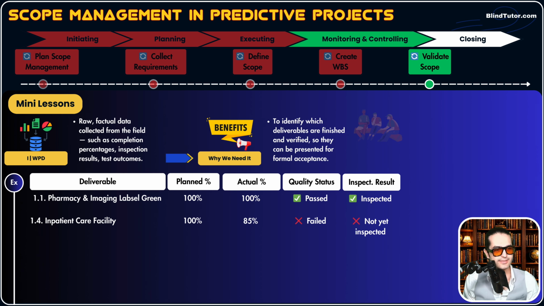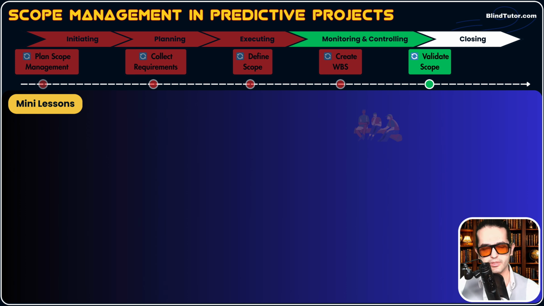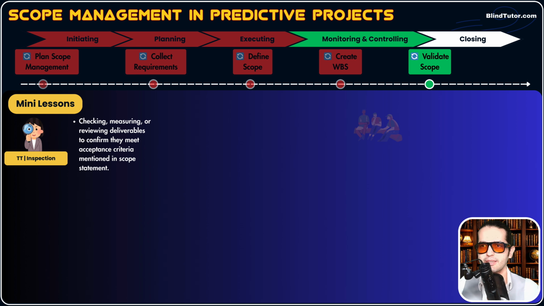This is how WPD helps us as an input. Awesome. Now let's get into the tools and techniques of validate scope. Guys, look up there, scope management in predictive projects. What phase? Monitoring and controlling phase. What process? Validate scope process. And we are in tools and techniques. The first one is inspection. I think it's self-explanatory, okay? Inspection means checking, measuring, or reviewing deliverables to confirm they meet our initial expectations, okay?